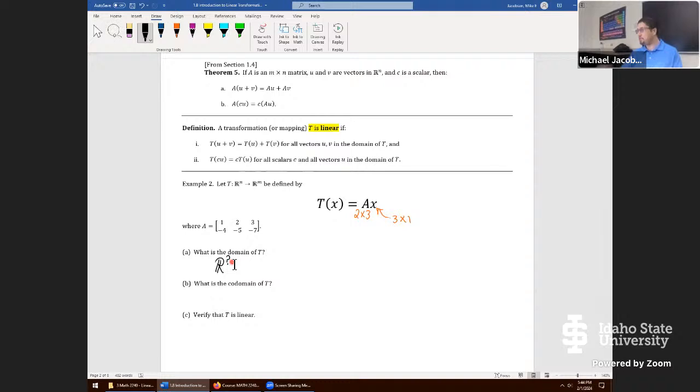Anyone over Zoom spot, which it should be? Should we say this is R2 or R3? Turns out this one is not R2. And it's kind of tricky though.